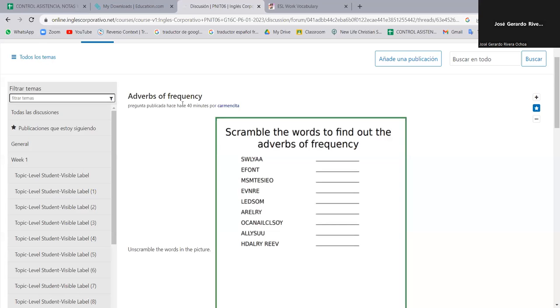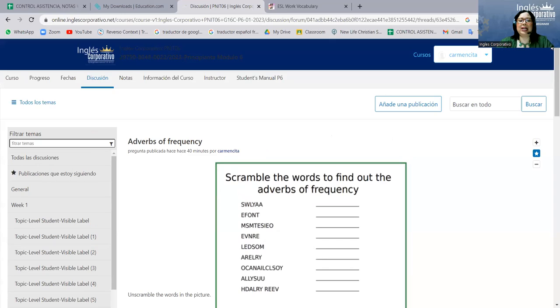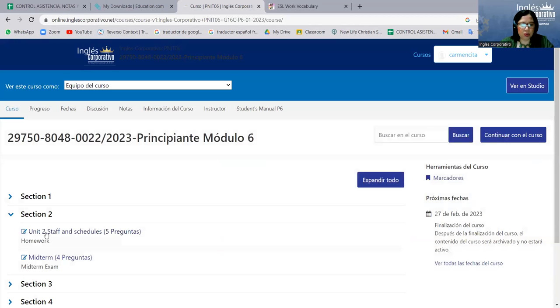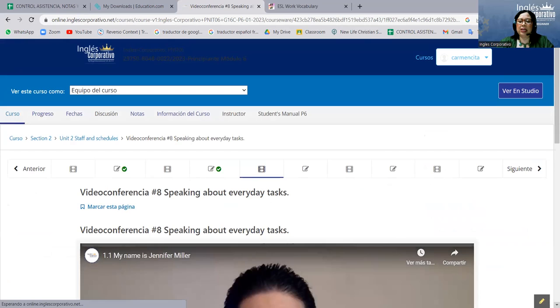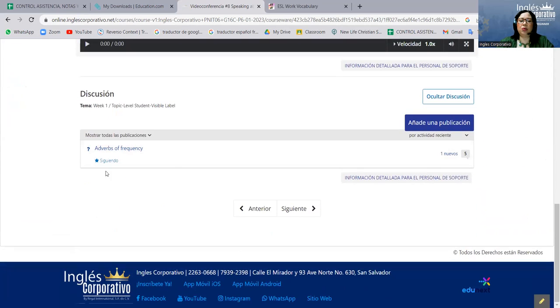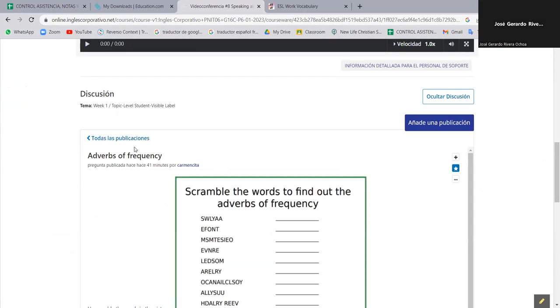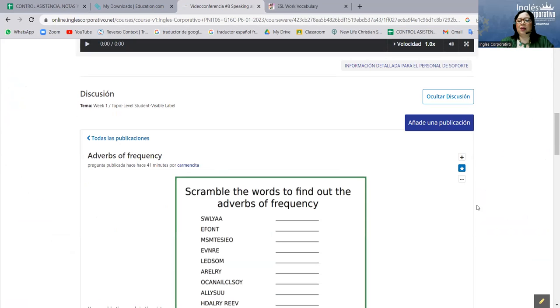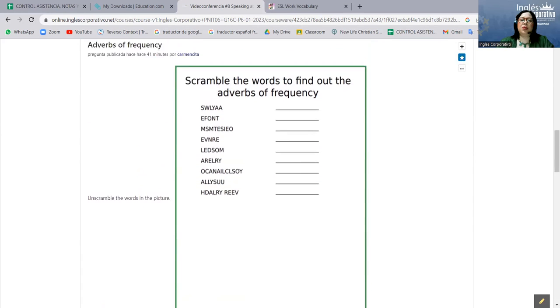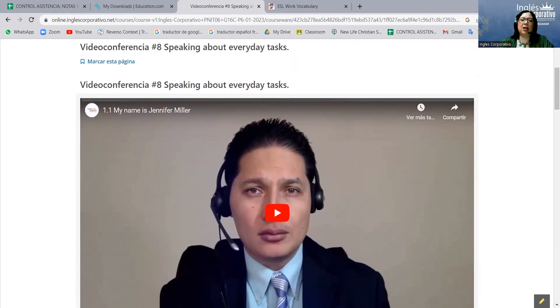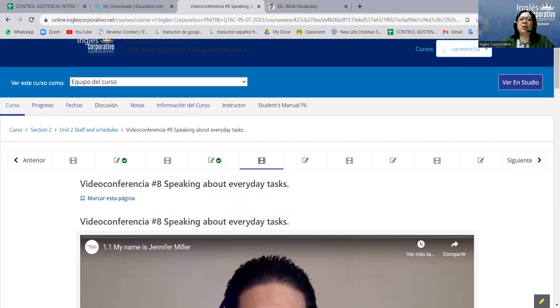Hay otra manera también fácil, que usted se va a la clase del día de hoy, que sería la video conference number 8, acá en curso, mire. Usted va a la section 2, entra a la unit 2, luego llega a la video conference number 8, and scroll down. You will find the activity posted. Look, adverbs of frequency. You click on it, okay? Yes, I understand. Okay, that's one way, and the other way was by the discussion label, guys, okay? Everybody could do it?